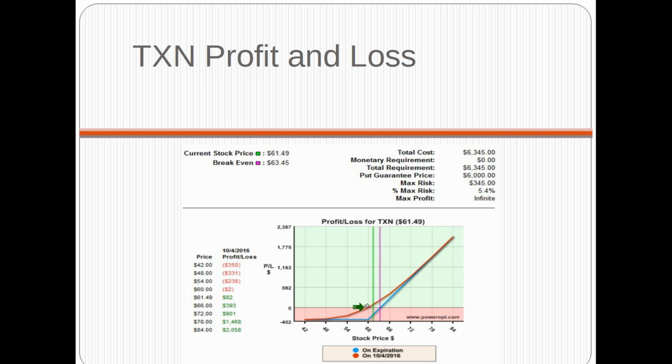But notice that we see a profit here if the stock's trading at $60 on October 4th. I don't need it to be trading at $63.45, and we see the green line here where the stock is currently trading, we'd be at a profit at the halfway point. Why? Because of what we discussed last Thursday: setting up the position with the put far out in time means we're not going to experience a lot of time decay. The put is going to retain a lot of its value.